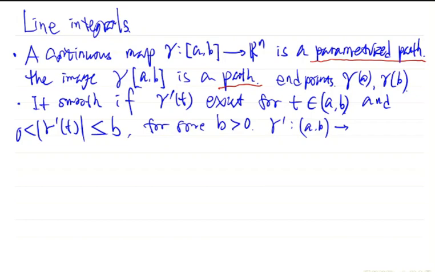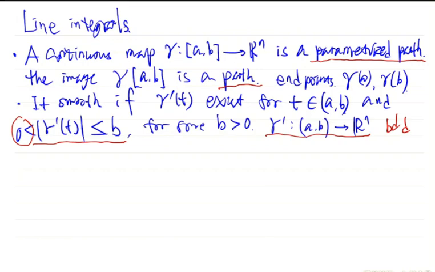which is also a map to Rn, but this derivative function gamma prime is only defined on the open interval. We do not require it to be defined on the endpoints of the path. For t equal to a or t equal to b, we have no requirement. This means that this function is defined everywhere in the open interval and bounded.